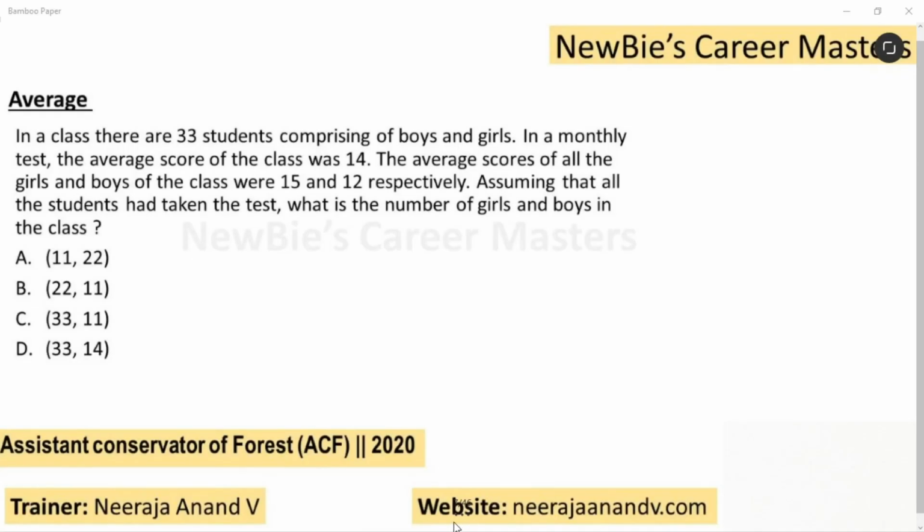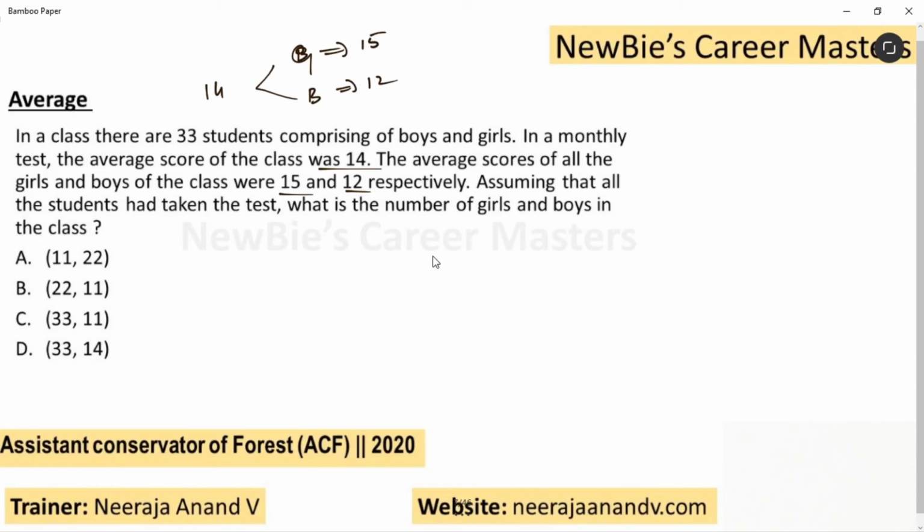Newbies, the next question from the average topic is: in a class there are 33 students comprising boys and girls. In a monthly test, the average score of the class was 14. The average scores of all the girls and boys of the class were 15 and 12 respectively. First one is for girls, okay? Then the boys' average score is 12. Overall, it's 14. Assuming that all the students had taken the test, what is the number of girls and the number of boys in the class? This is the question.